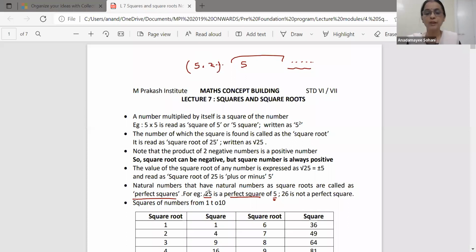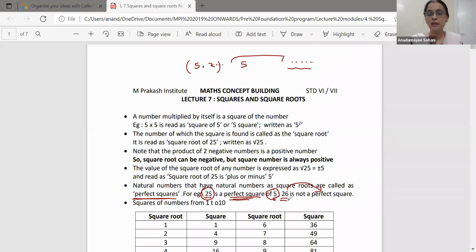Only those natural numbers which are the exact squares of some natural number are called perfect squares. Otherwise, every number can be a square number, but its square root is not going to be a natural number. It will be a rational number. It may also be an irrational number. Okay, so understand this term perfect square. The squares of natural numbers are called perfect squares.